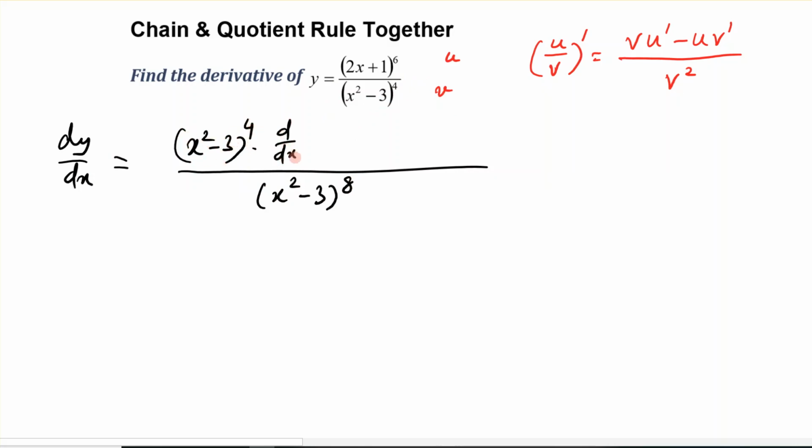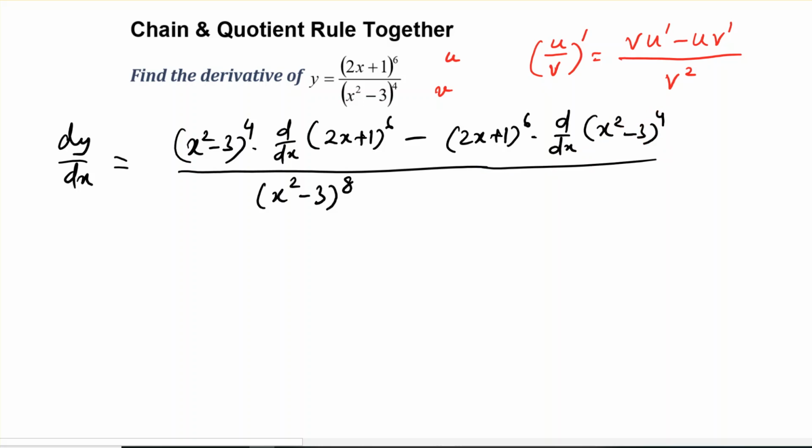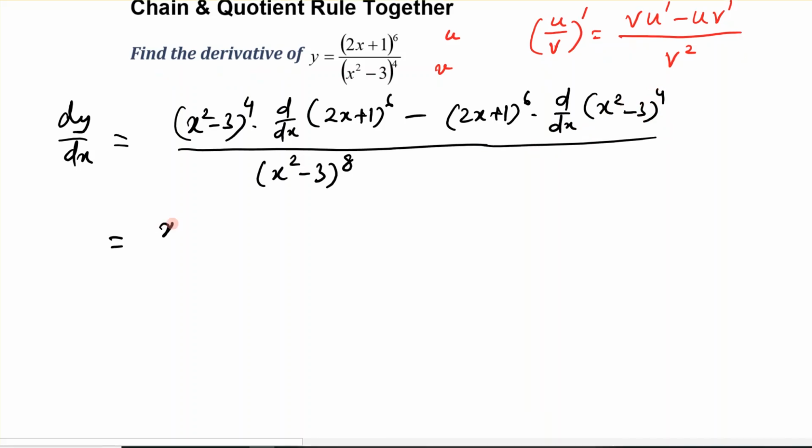derivative of numerator minus numerator as it is, derivative of denominator. So x square minus 3 whole thing raised to power 4. So then we get x square minus 3 raised to power 4 as it is. And in order to take the derivative of this, we need to apply the chain rule.